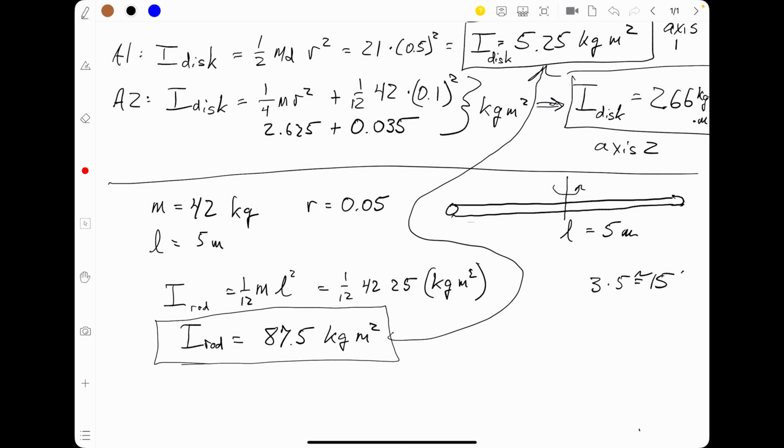Just spinning around an axis. What would it be like? Like a manhole cover, right? The other one was like a manhole cover. This one is like a long piece of rebar.